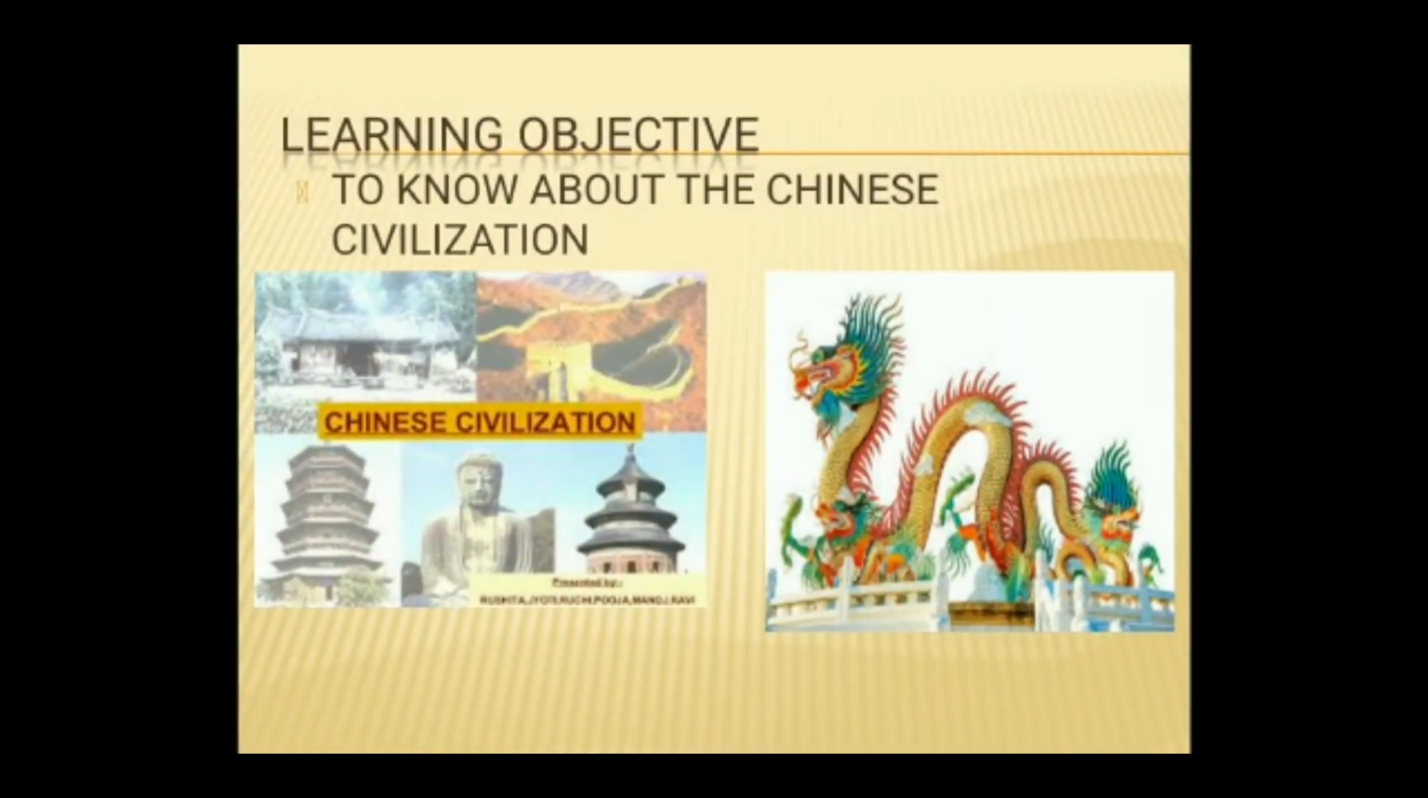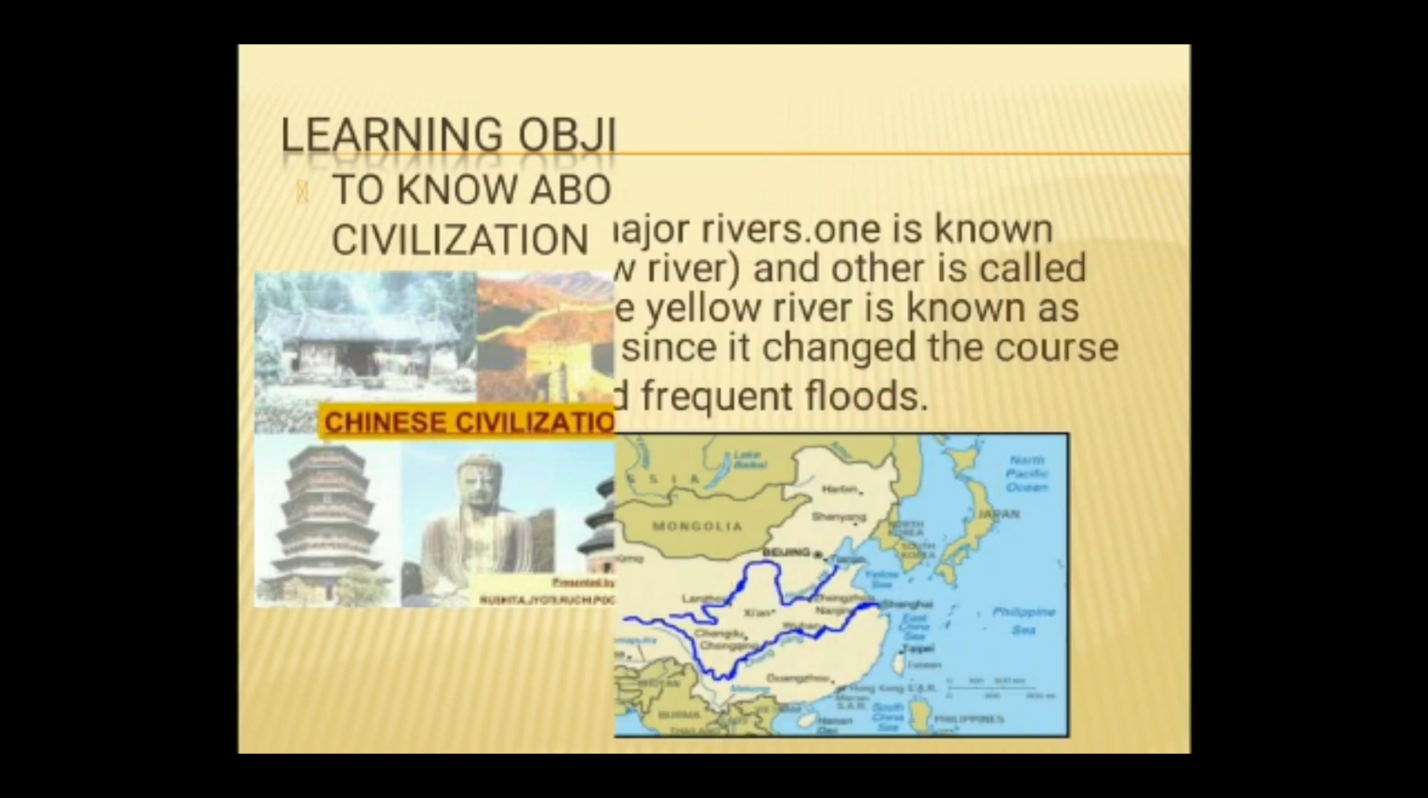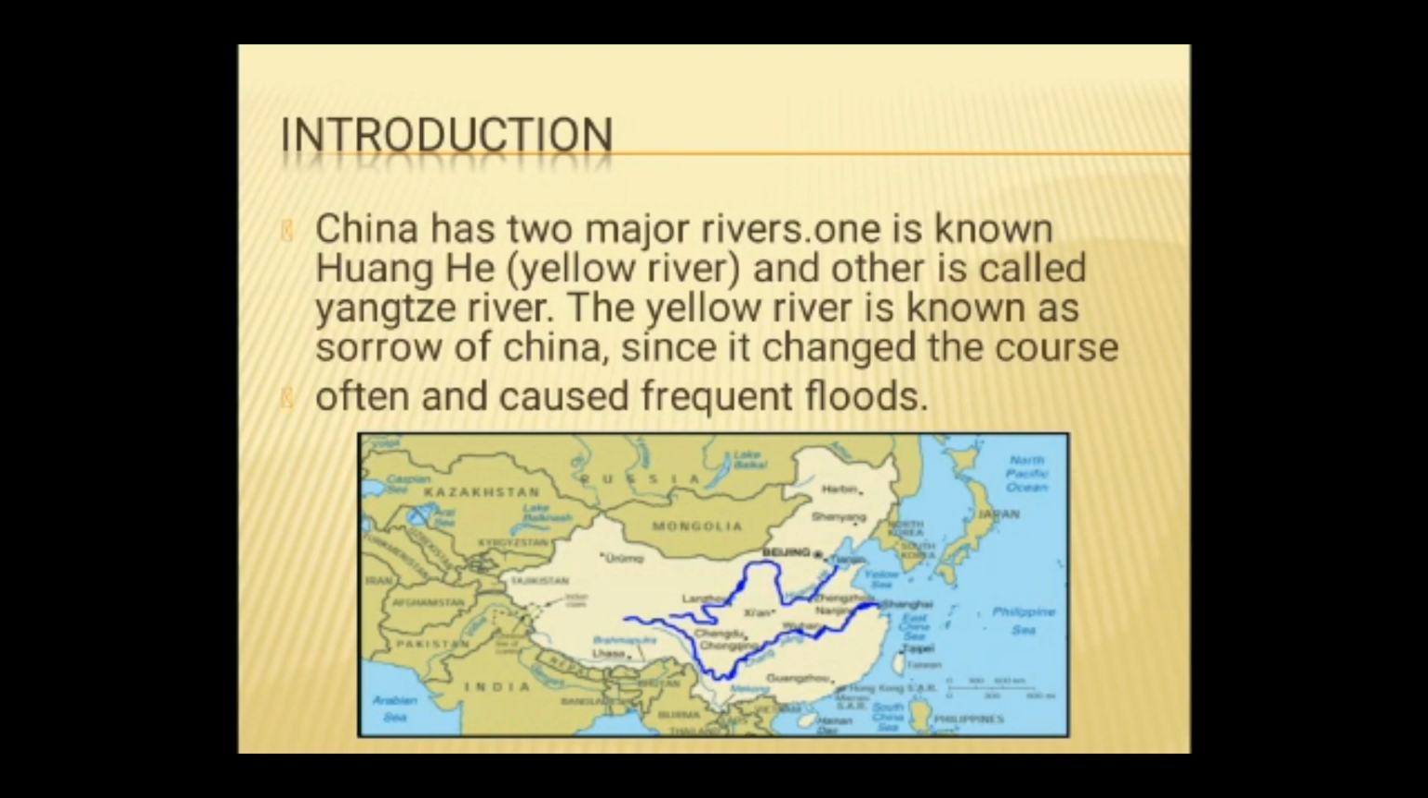Learning objective: to know about the Chinese civilization. Introduction. China has two major rivers. One is known as Huang He, which is also known as the Yellow River, and the other is called the Yangtze River. The Yellow River is known as the Sorrow of China, since it changed its course often and caused frequent floods in China. So in this map, you can see the two major rivers of China, Yangtze and Huang Ho.